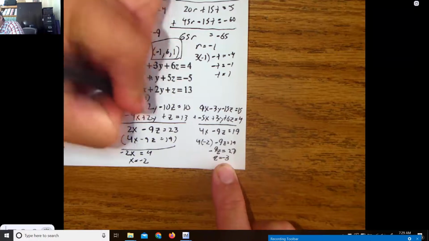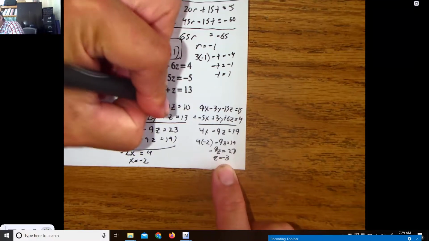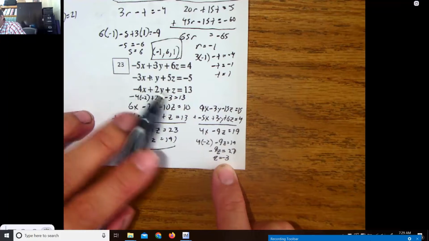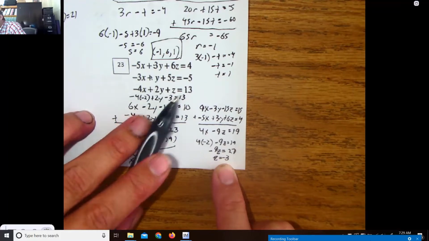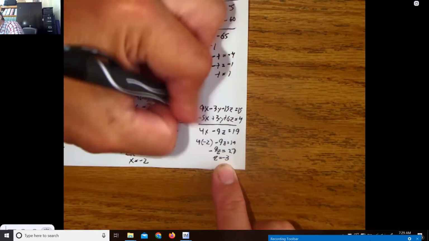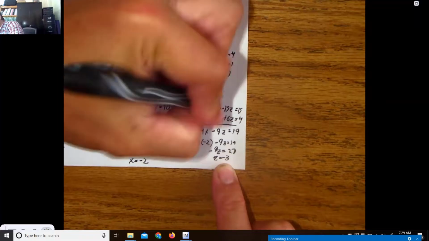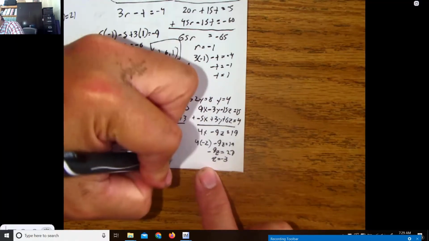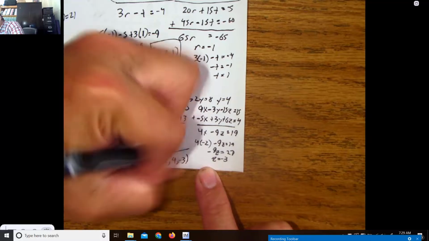That looks like a good one to plug things in. -4 times -2 plus 2y minus 3 is 13. This is going to be 8. 8 minus 3 is 5. 13 minus 5 is 8. 2y is 8. Y is 4. So I have this ordered triple, -2, 4, -3.